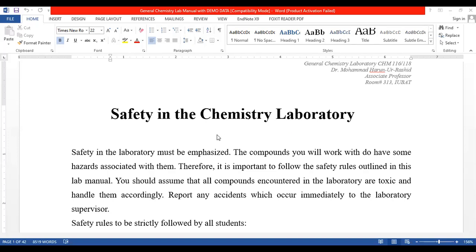You have to start the lab report with two very basic things. The first is safety in the chemistry laboratory. That's what I'm sharing now, because for any kind of work, any kind of experiment that you want to conduct inside the chemistry laboratory, you have to follow the safety rules very strictly. This is important for all kinds of experimental procedures inside a chemistry lab. So first you will start with safety rules.